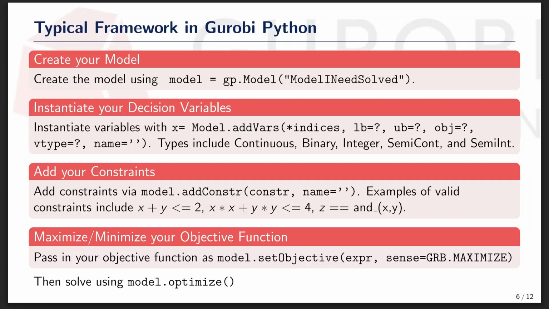And the last things you'll need to do are to pass in your objective function to set objective and choose to either maximize or minimize it using GRB.MAXIMIZE or GRB.MINIMIZE. And then you can optimize the model using model.optimize. And keep in mind that having an objective function can be optional, as we'll see later when solving Sudoku.